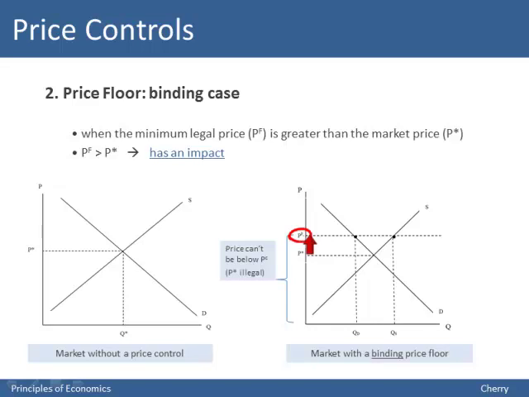And as the price goes up to the floor, what's that going to do? That's going to decrease quantity demanded, but it's going to increase quantity supplied. Higher prices are going to discourage consumption, but they're going to encourage production.